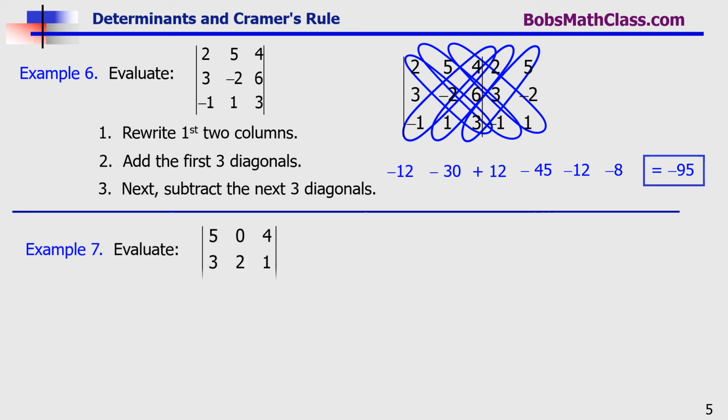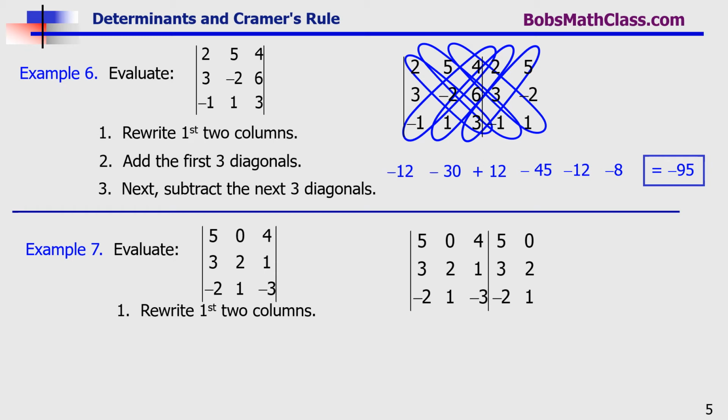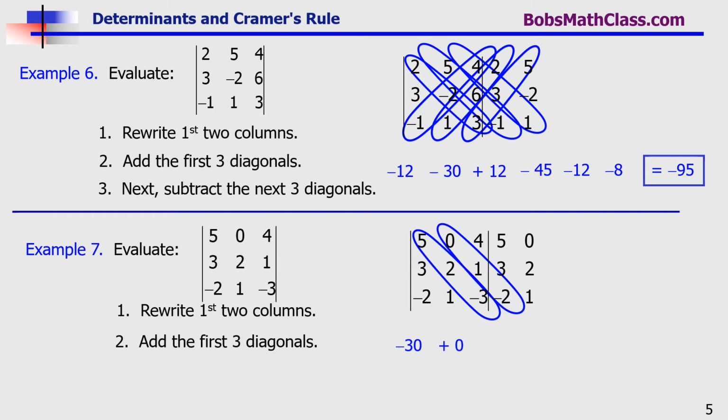All right, let's try another. Okay, you could always pause and try to work it out. We're going to get started. Recopy the first 2 columns. And start getting your diagonals, starting with a 5 on the top row. Negative 30. I put a plus 0. 0 is neither positive or negative, so it doesn't really matter, but I just put plus 0. Plus 0. 0 times 1 times negative 2 is still 0. And then the last one will be plus 12.